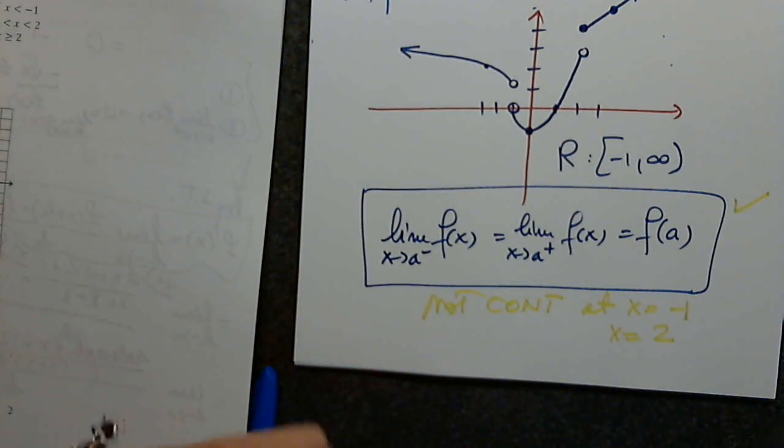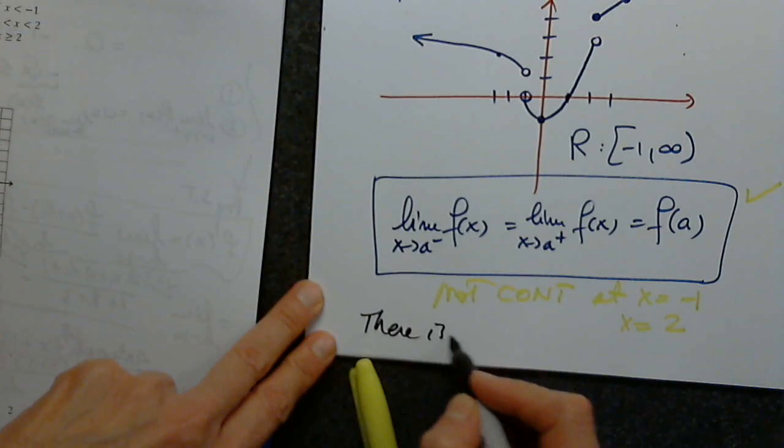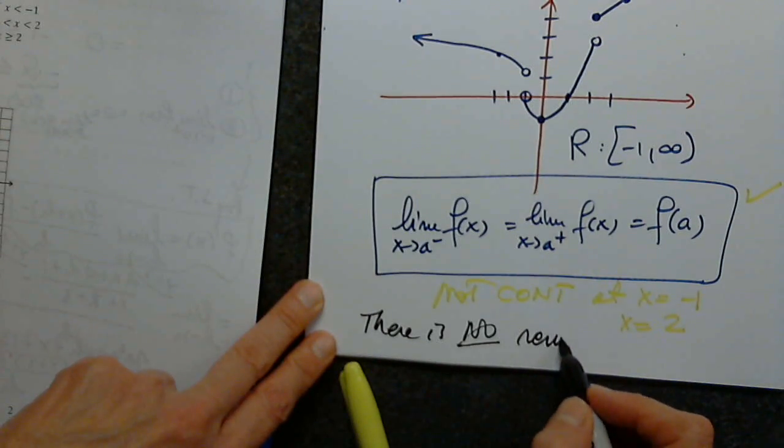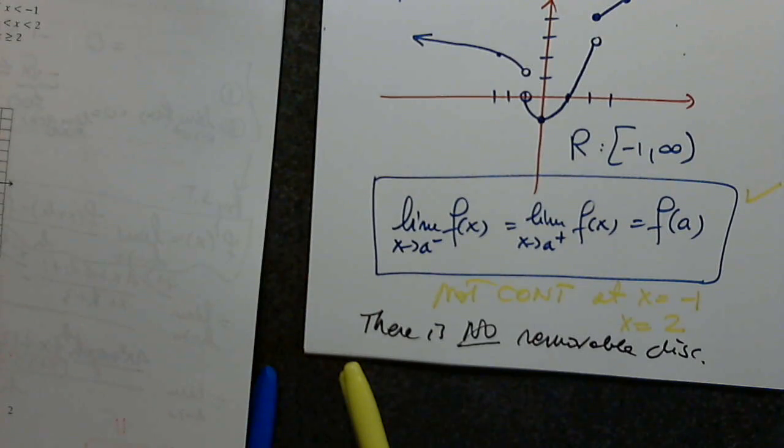However, the problem is also asking us to identify if there is a removable discontinuity. A removable discontinuity is when both sides of the limit, or both limits left and right, go to the same point, are equal and exist, but the function is not defined there. Do we have a situation like that? No. So there is no removable discontinuity. There's no discontinuity that I could get rid of.